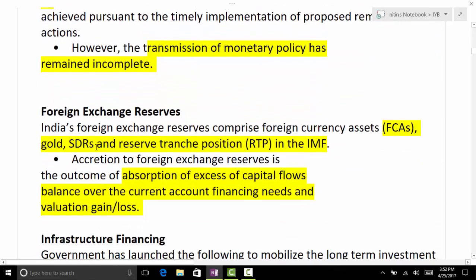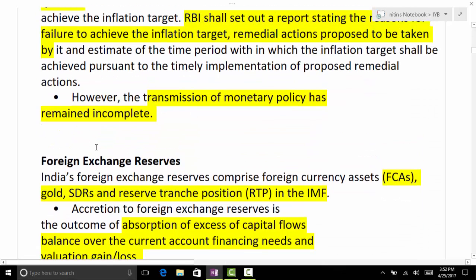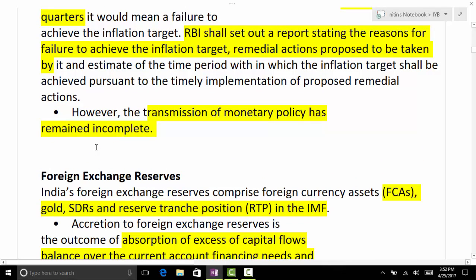Okay, now come to the next, foreign exchange reserves. We have very good forex. How much forex do we have now? Yeah, around 360, 367. So around $360 billion we have in forex.